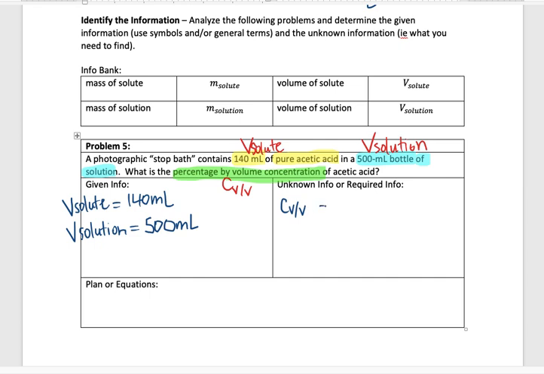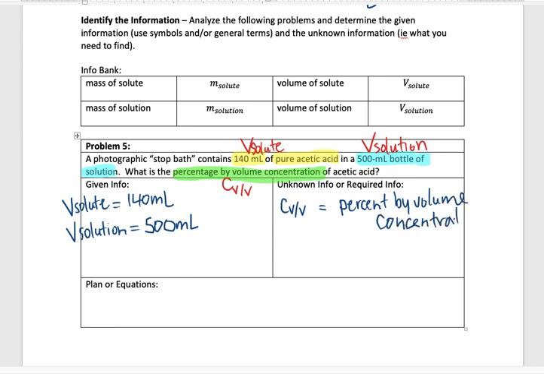If you're at first uncomfortable with the symbols but you want to use them, there's nothing wrong with writing a little bit more info here, just so that you can identify what you need. So percent by volume concentration, that's what we need to find.